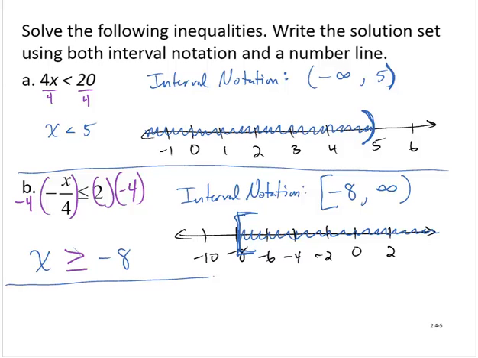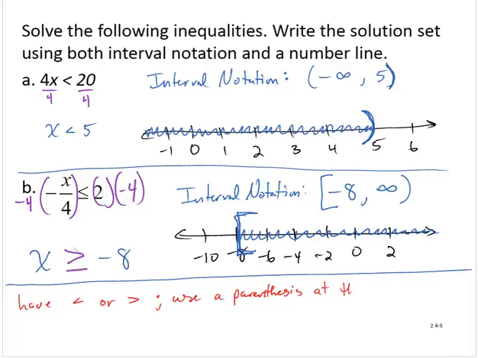So one key thing to remember here is that if we have a less than inequality or a greater than inequality, we use a parenthesis at the end point. And if we have a less than or equal to or a greater than or equal to, we will use a bracket at the end point.